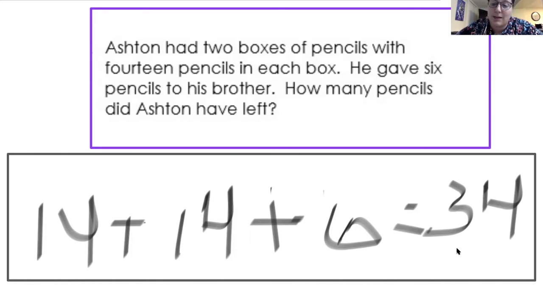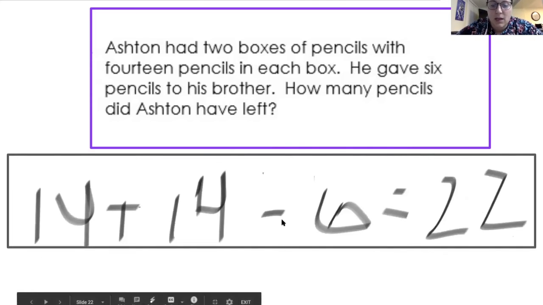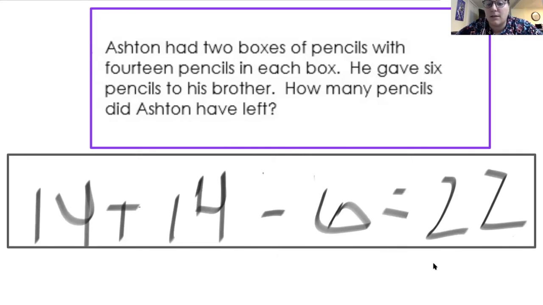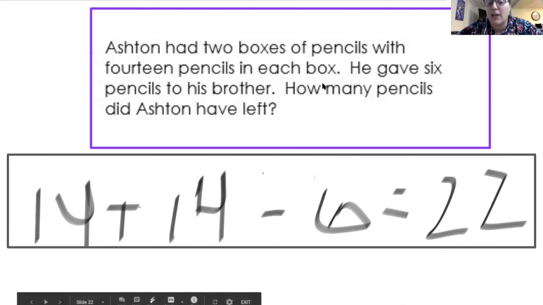So I'm going back and checking my work based on what was given in the problem. This should not be adding 6 because he gave them to his brother. It should be subtracting 6 to get that he gave to his brother. So now he has 22. So when we're checking and justifying our answers, it's not always going to be an extreme difference. 34 to 22 is not a big difference in number, but I had to go back and check the words of my problem and my understanding to check the work that I did.